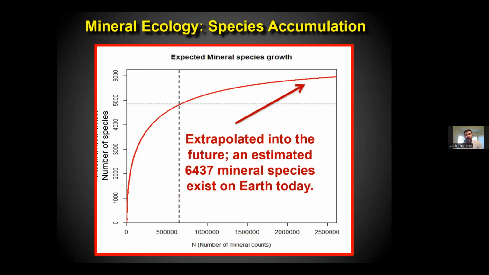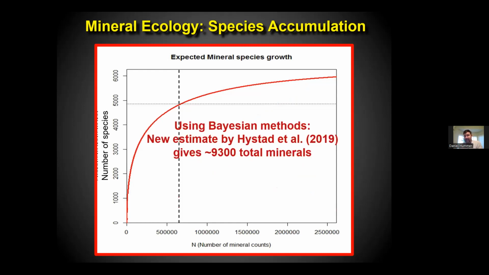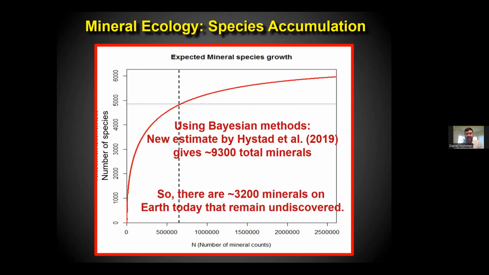So when we take these other factors into account and use a more comprehensive Bayesian method for doing this estimate, it actually gives us about 9,300, okay, over 9,000 different mineral species that we believe exist on the Earth right now. So that's pretty amazing to think about. That means we've discovered maybe less than 2/3 of the total mineral kingdom that is out there, even as many discoveries as we have made. We believe that there are in the neighborhood of 3,000 mineral species that exist somewhere, but are just still undiscovered.